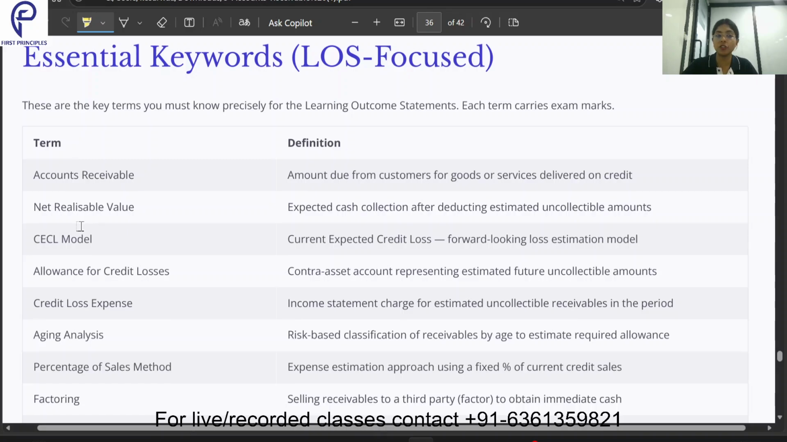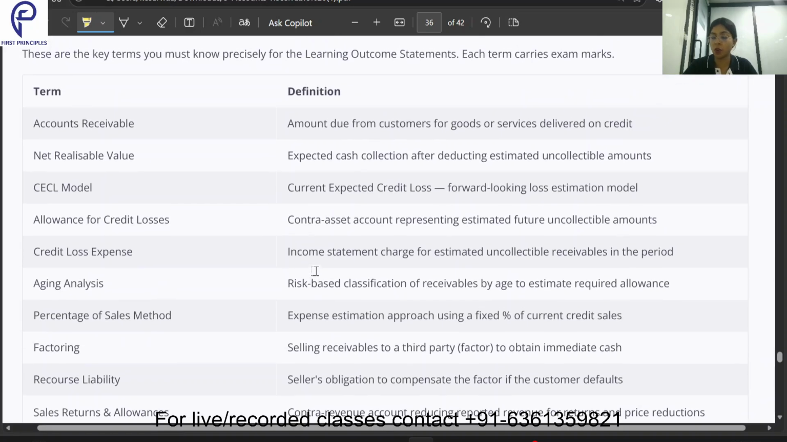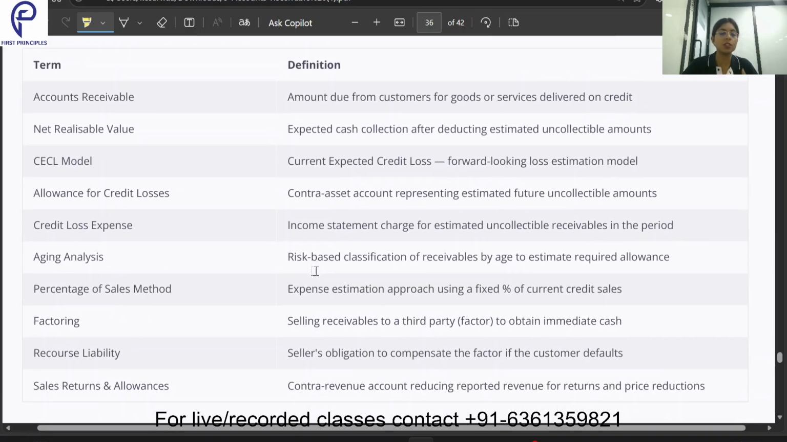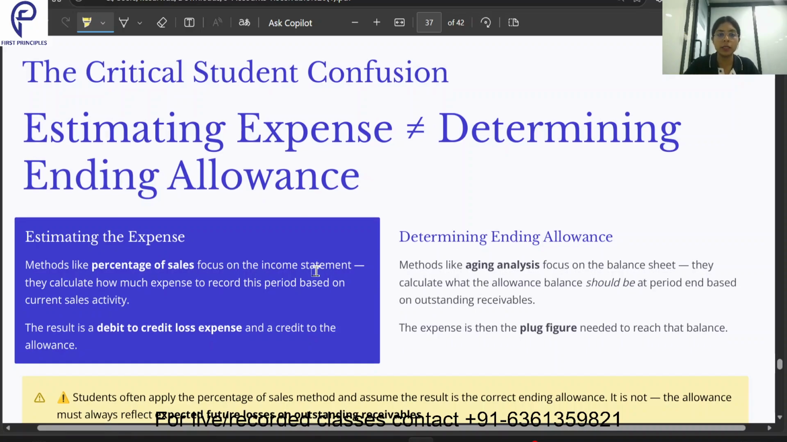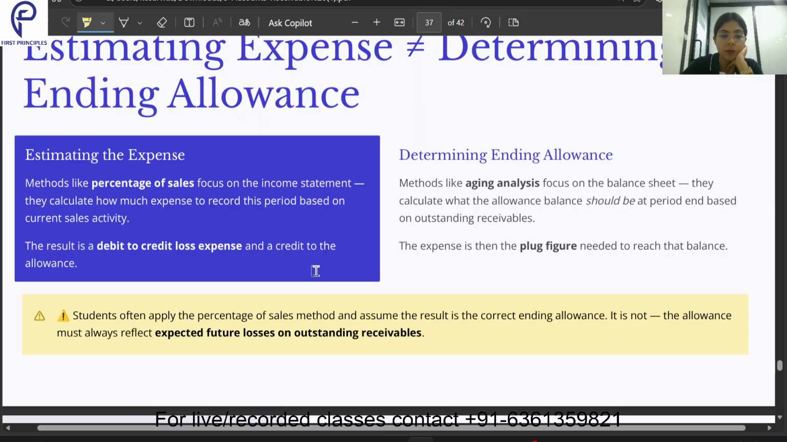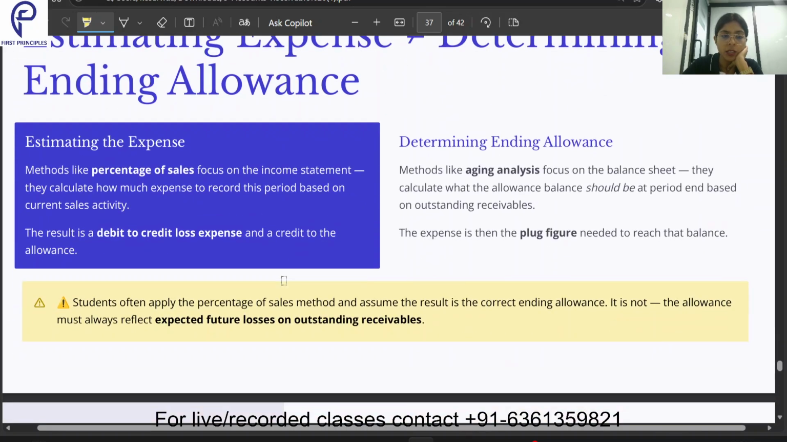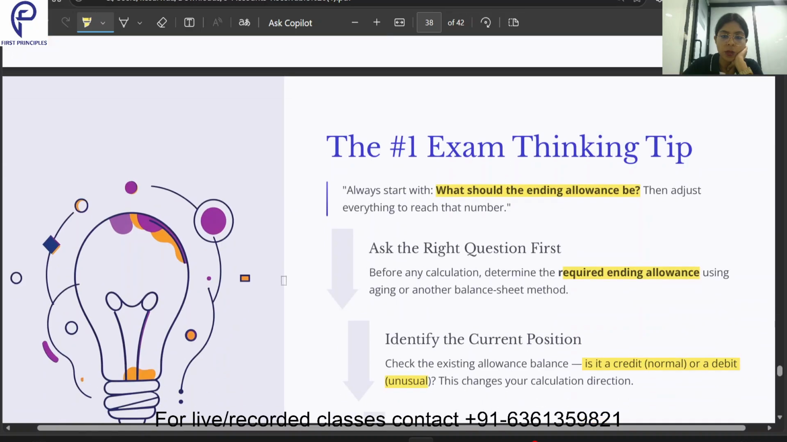Then these are some essential keywords. The meaning and the definition of these are already given here, which I have already explained earlier. So we should be very thorough with these keywords and understand them really well. Then the critical student point, the student's confusion point, is estimating the expense. How do we estimate the expense and how do we determine the ending allowance balance? Estimating the expense is one thing, but the ending allowance balance is another thing. That is how the students get confused.